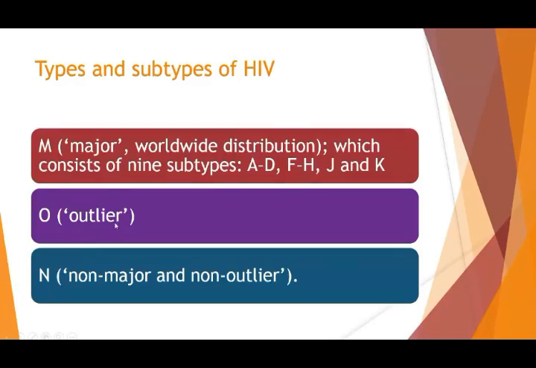Okay, these are the types and subtypes of HIV. So we have HIV-1 and HIV-2. HIV-1 has three subtypes, the M, O, and N. The M has nine subtypes. These are important from the epidemiological perspective rather than the treatment perspective.